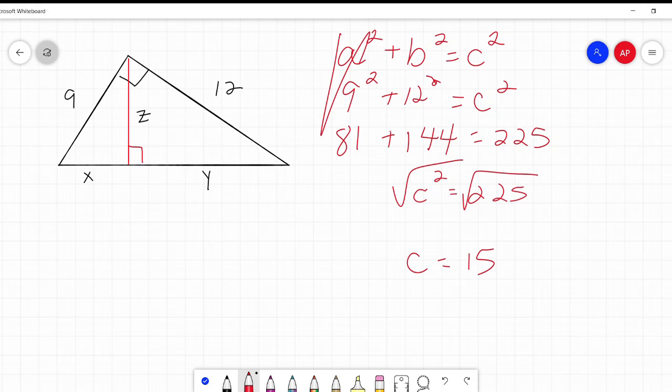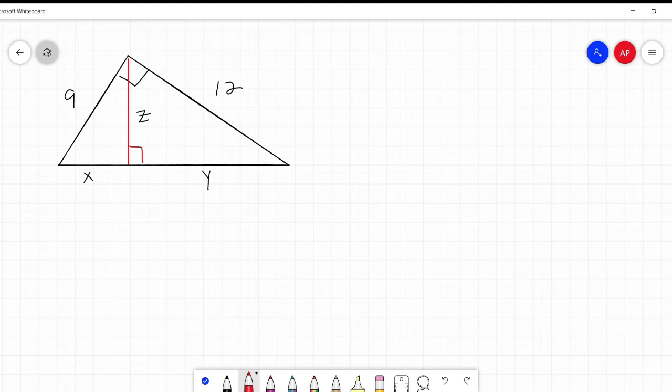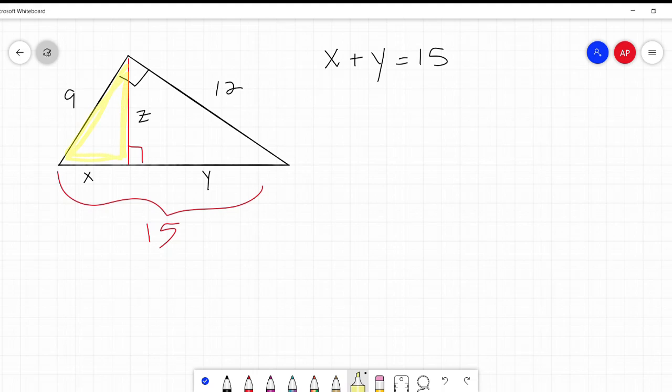Okay, so I figured out that this other side, come on eraser, there we go, that this other side is 15. This whole thing is 15. So that's my first little thing I know now. I know that X plus Y equals 15. What else do I know? Well, I can look at these. I looked at the big triangle. Now I'm going to look at these little smaller right triangles. So here, this yellow one, I know that it is a right triangle, so it's going to follow Pythagorean Theorem too. So X squared plus Z squared is going to equal 9 squared, or 81.